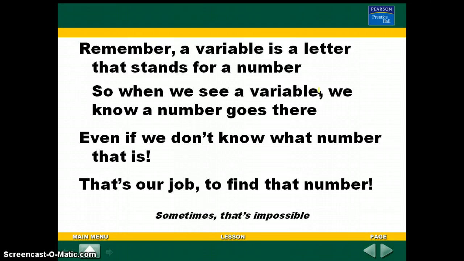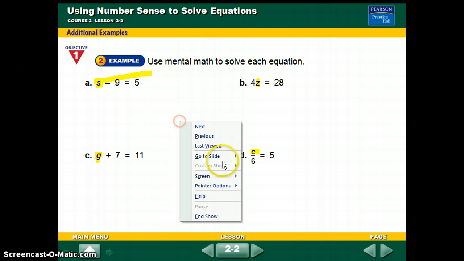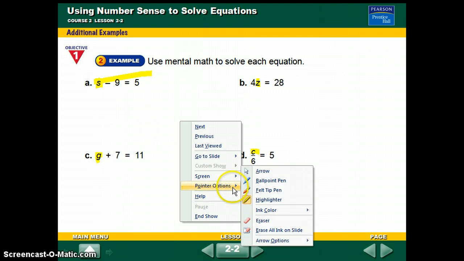Now sometimes that's impossible. For example, if I tell you to find the cost of something and you can't find it, well, it's impossible. Now it says use mental math to solve each equation. I'm going to highlight a few things in here. All the variables is what I'm going to highlight. The notable exception of that big mark that I made. I think I can erase that though.